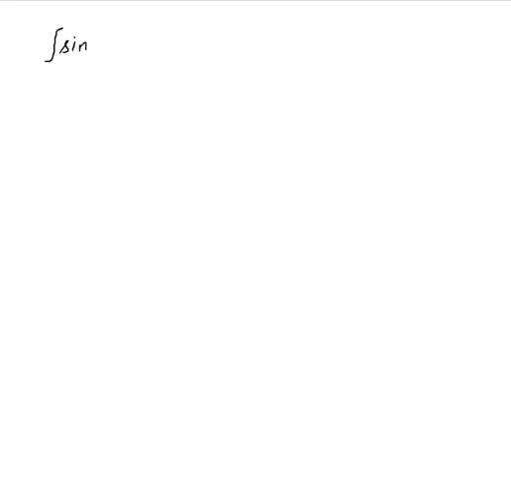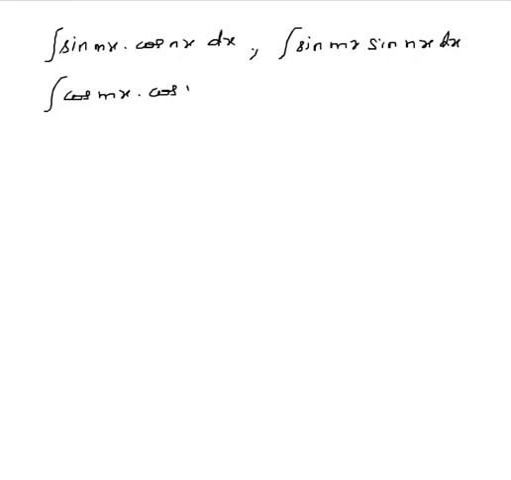If you have integral of sine mx into cos nx dx, or integral of sine mx into sine nx dx, or integral of cos mx into cos nx dx, or integral cos mx into sine nx dx. That is, a product of sine and cos, or sine and sine, or cos and cos. We will use the following identities.